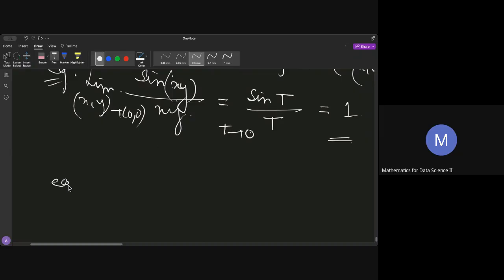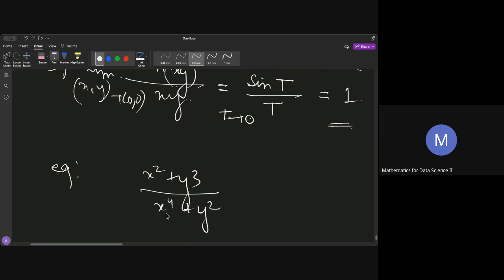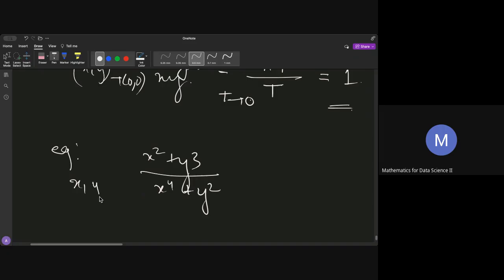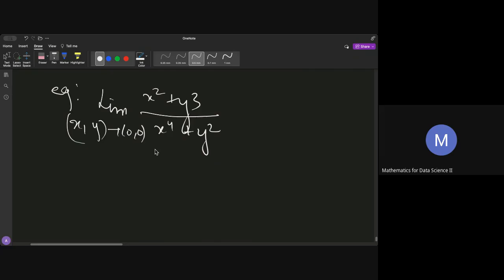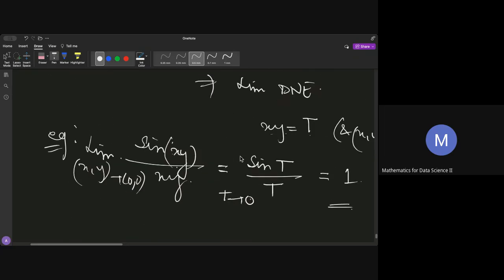Let's do this one, where you have x square plus y cube, and here you have x to the power 4 plus y square. And again, obviously, we're taking the limit at 0, 0. What's the limit of this one? Before this, we could directly observe that this is xy and this can be replaced because everything is in xy.